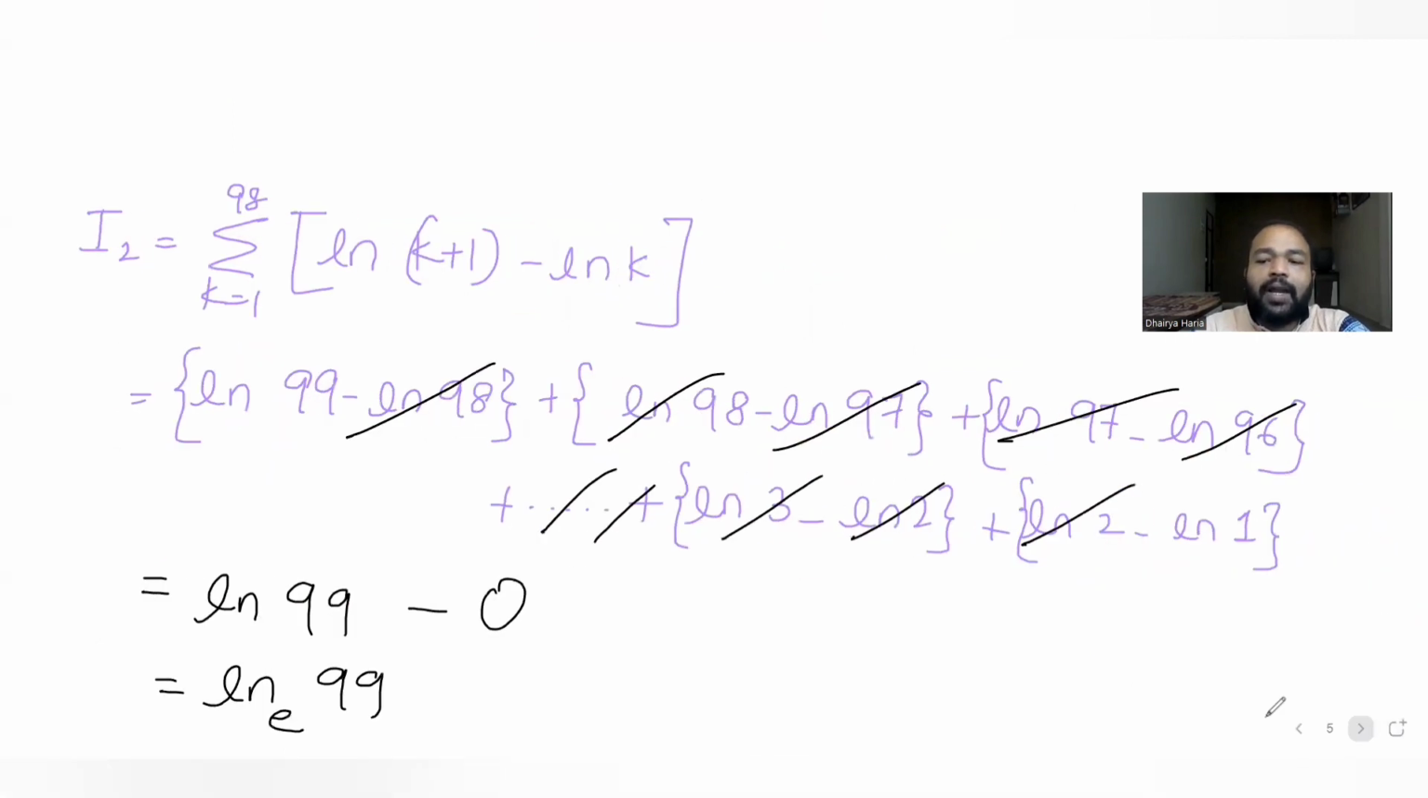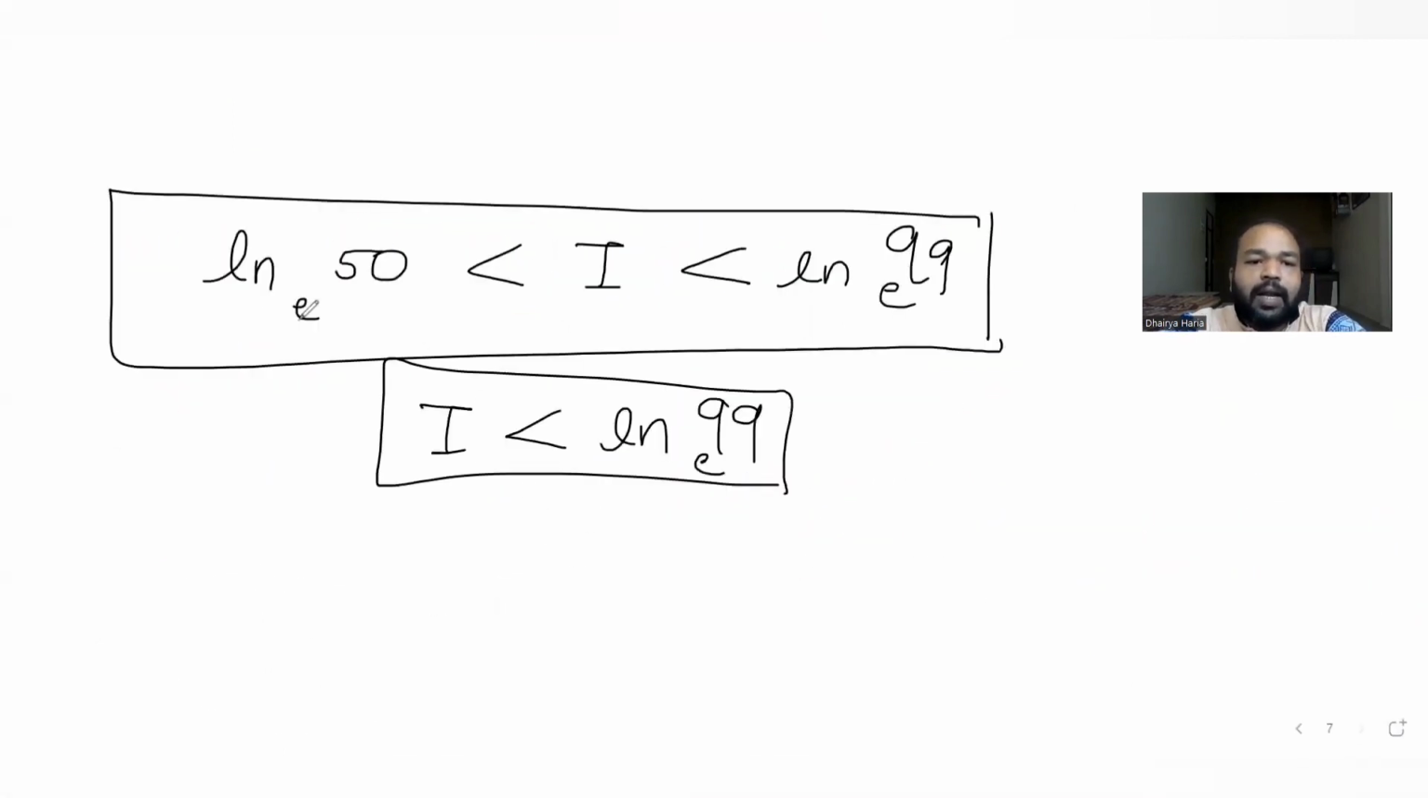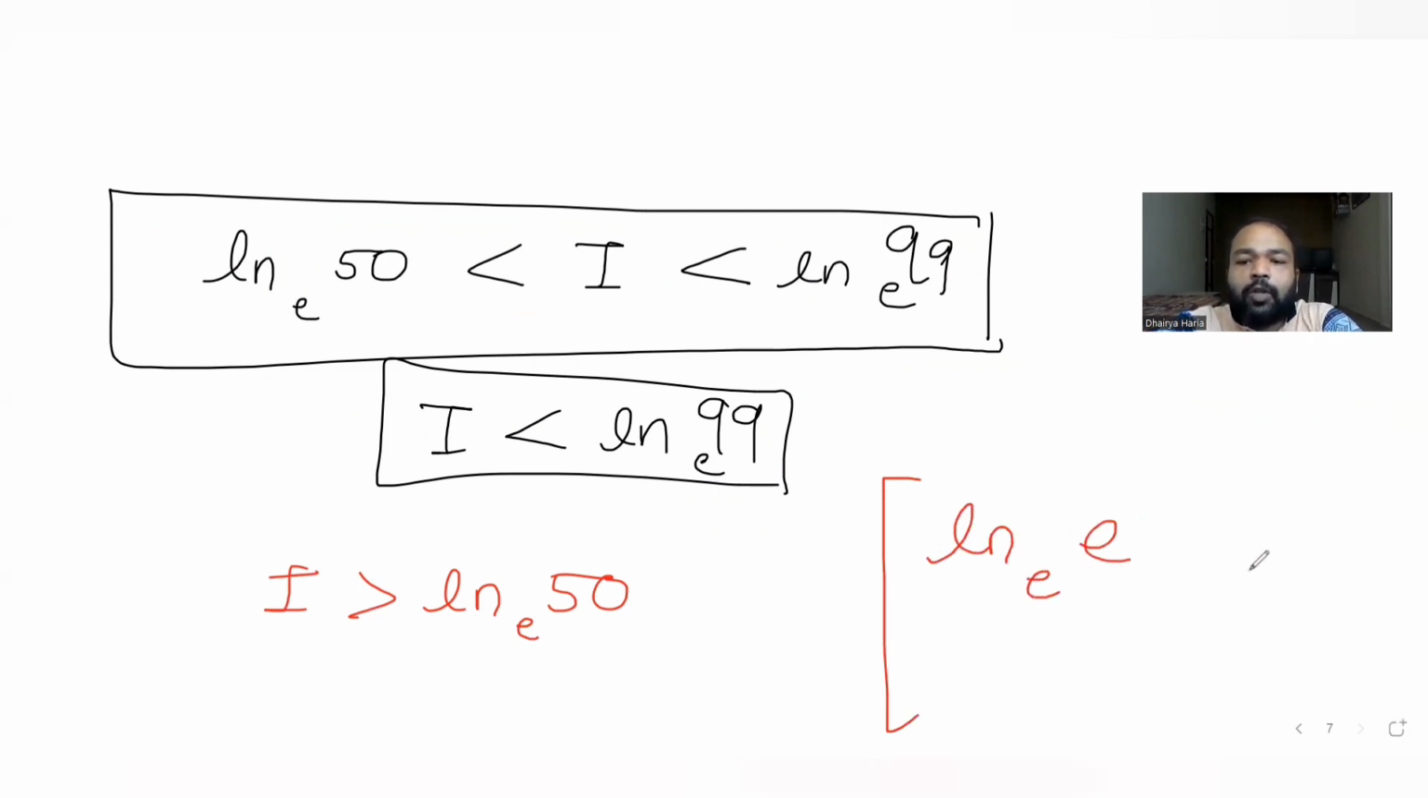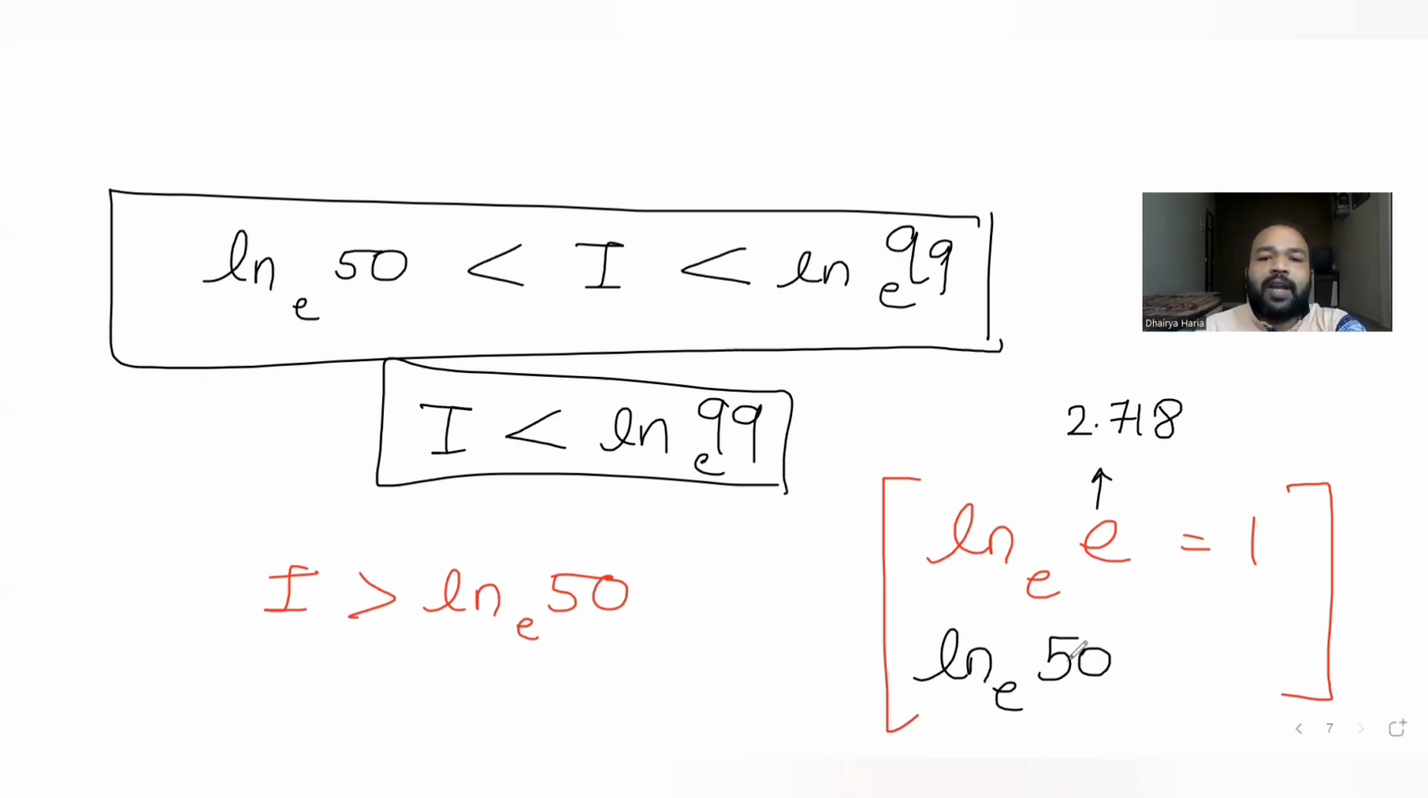I have the idea here from the expression that I is greater than log of 50 to the base e. When it is greater than log of 50 to the base e, we know that log e to the base e is equal to 1. And we have the value of e as well. e is somewhere around 2.718. So when log of 2.718 to the base e is 1, log 50, which is way greater than 2.718, to the base e is definitely going to be greater than 1.